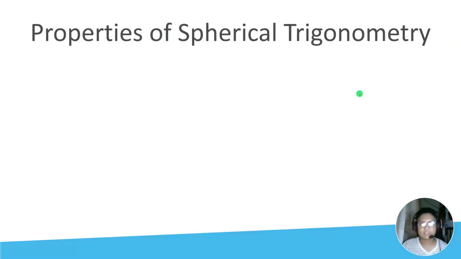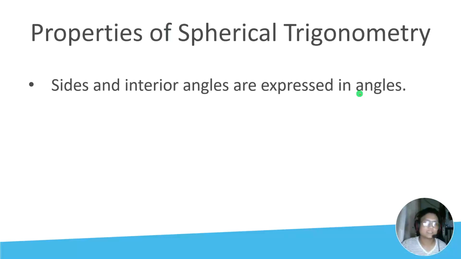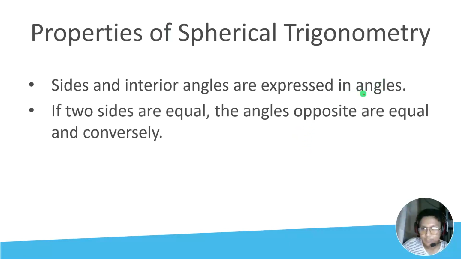There are properties in plane trigonometry, or in a plane triangle, that we can use here in a spherical triangle, but there are some properties that we cannot adapt. One of which is that the sides and interior angles of a spherical triangle are both expressed in angles. Unlike in plane trigonometry, where the sides are expressed in units of distance, here sides and interior angles are expressed in angles.